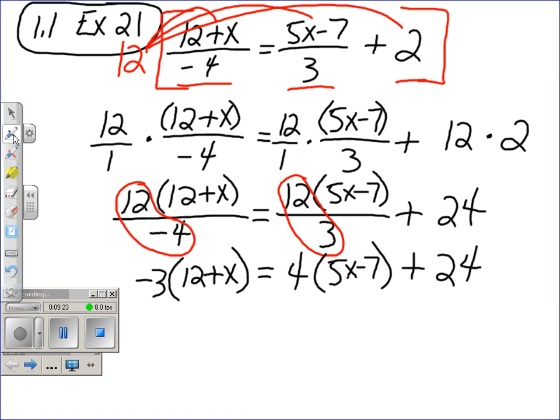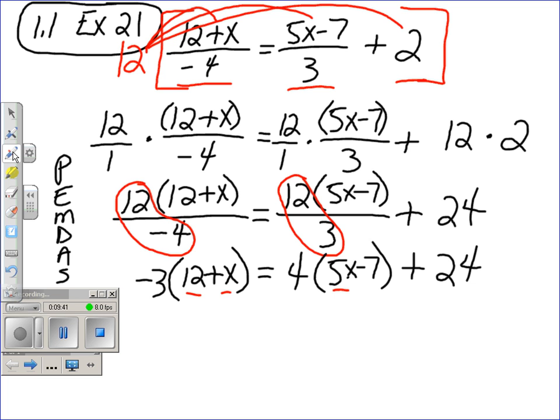Now it's just a huge simplification problem. And remember, I always like to write off to the side what order I'm going to do things in. PEMDAS, parentheses first. So I'm looking at my parentheses, and I'm looking inside here at the 12 and the x. Those are not like terms. So I can't add them together.